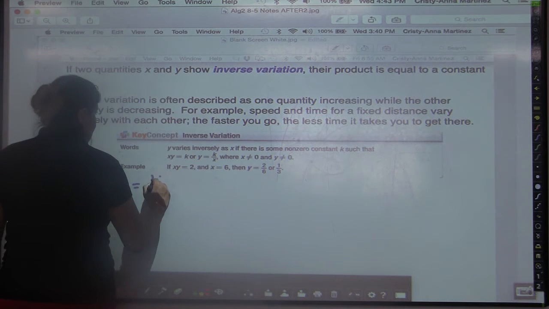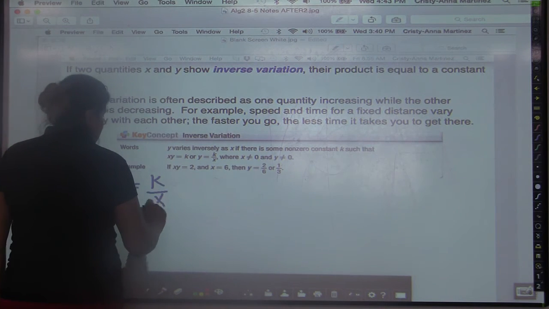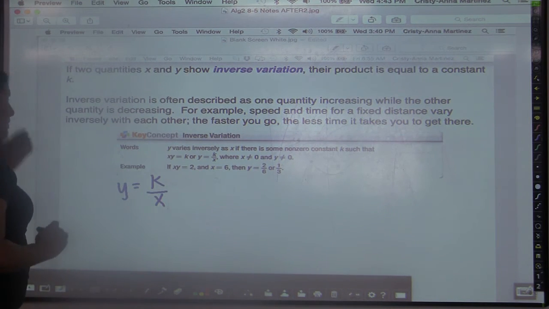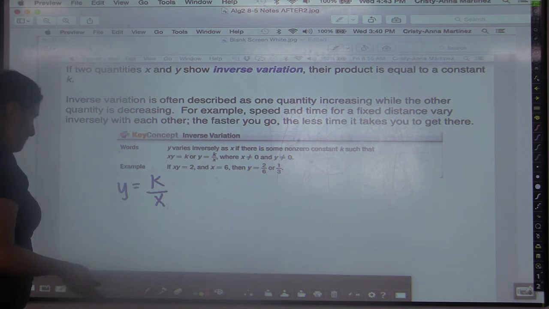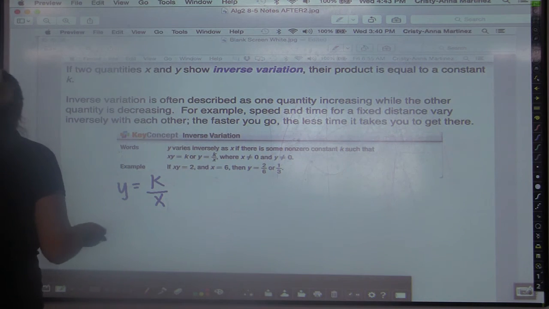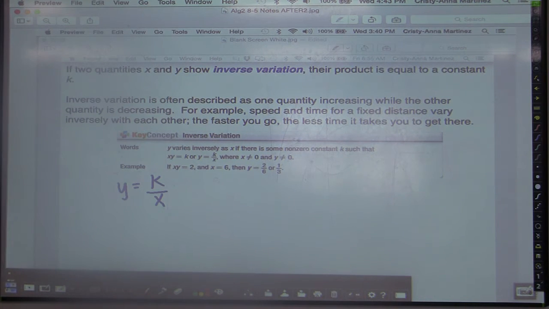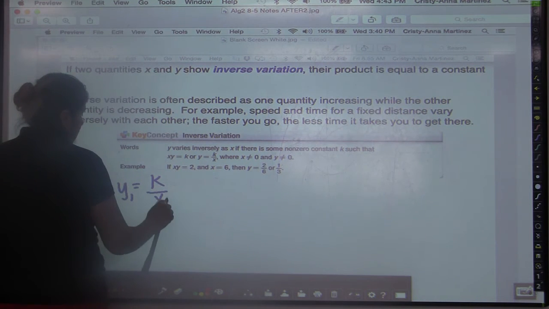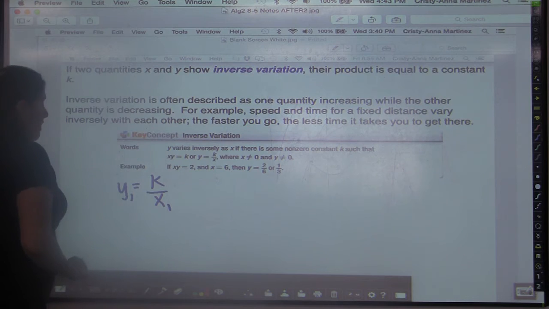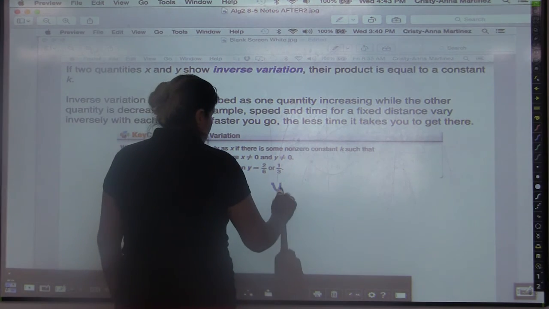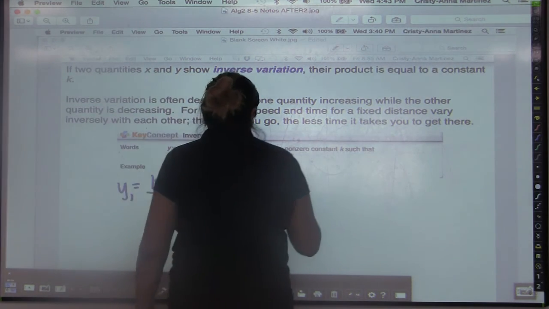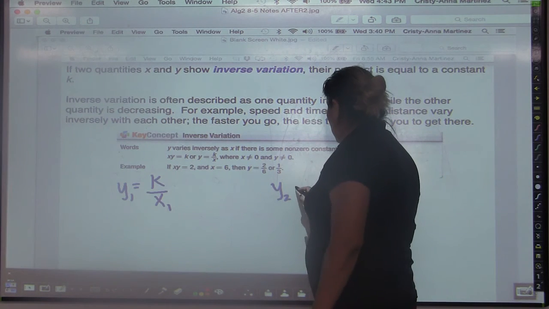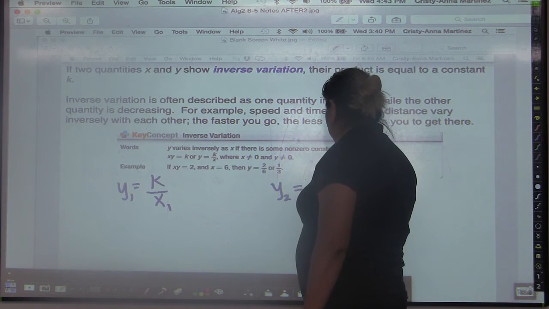Y equals k over x, like that. As opposed to having k times x, or k times x times z, you now are dividing by x. But again, we can set up a proportion quite easily. We can say that this is y1 equals k over x1, and then of course if you have a second point or second pair of values, you could call that y2 equals k over x2.